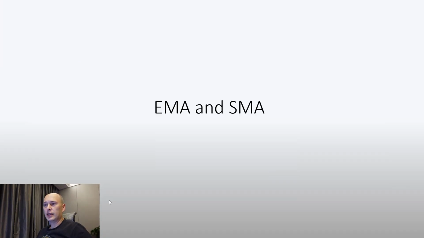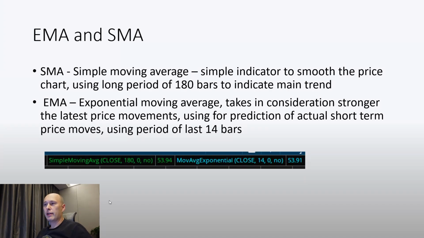Next indicator is again indicators exponential and simple moving average. Moving averages indicators are very simple. They are basically smoothing the price chart. For my usage, I'm using two of them, SMA 180 bars and EMA, exponential moving average, which calculates 14 last bars. The SMA I'm using for a higher level trend indication. EMA I'm using for latest changes of the trend. That's why I'm using the EMA, which reacts much faster to the price changes in the last 14 bars.